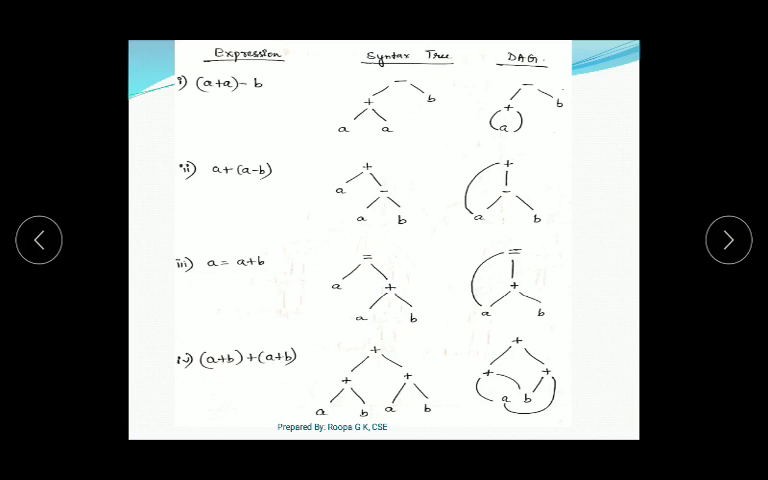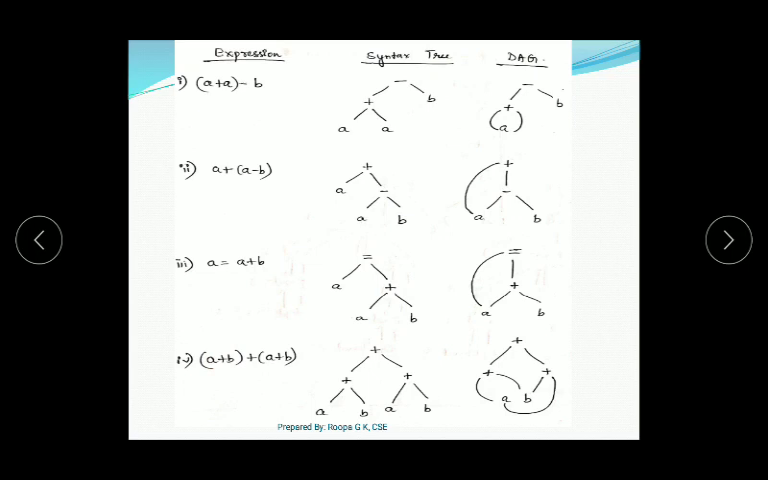Last example, (a plus b) plus (a plus b), correct? As it is a syntax tree, I wrote the a plus b part here and the a plus b part here. Then this plus is the root node now. For this plus, one operand is the left hand side plus, and the other operand is the right hand side plus. Draw a line like this, that is the syntax tree. Now coming to the DAG.